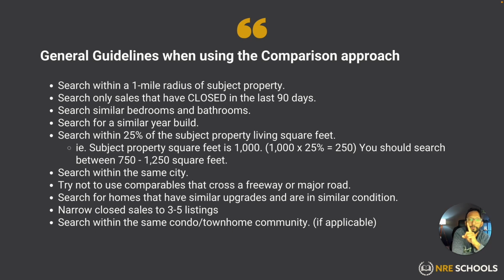Number 1, search within a 1-mile radius. That's what we want to do. We want to search only closed properties. That's how we determine values. Just because your neighbor up the street is listed for $100,000 more doesn't mean it's going to sell for $100,000 more. So we don't want to use homes that are in escrow or homes that are on the market.